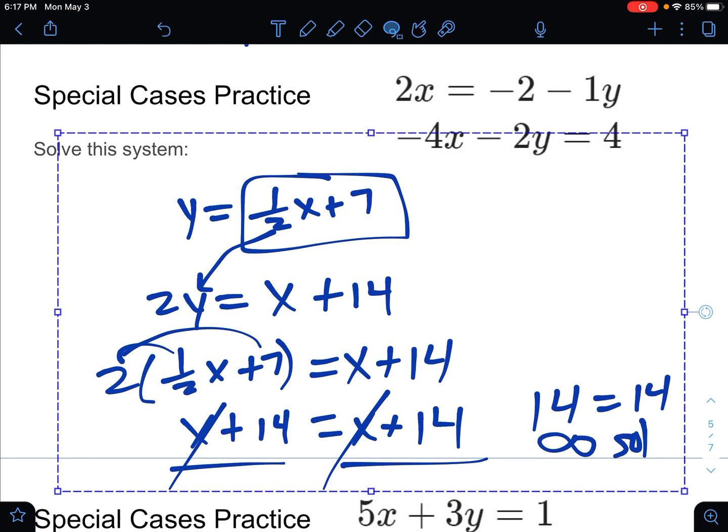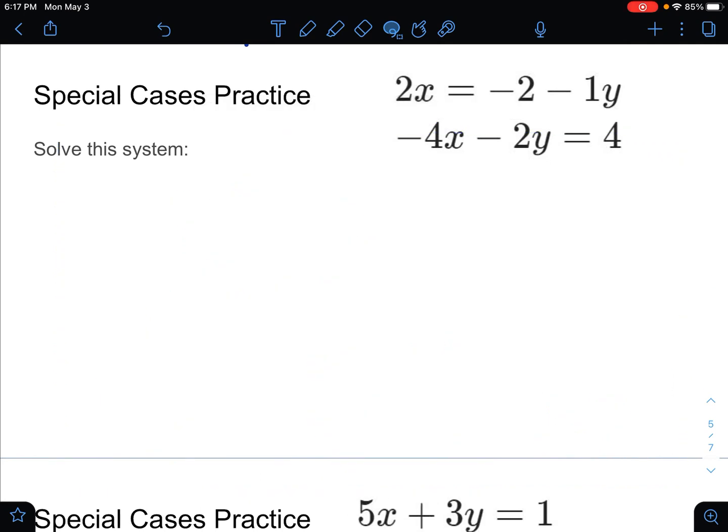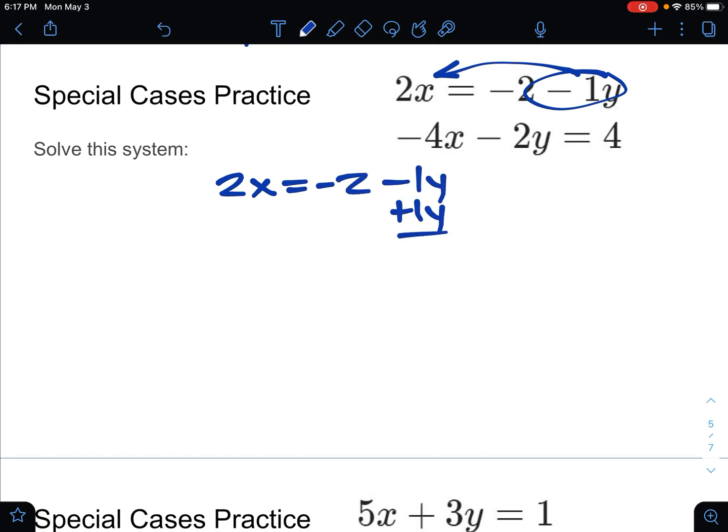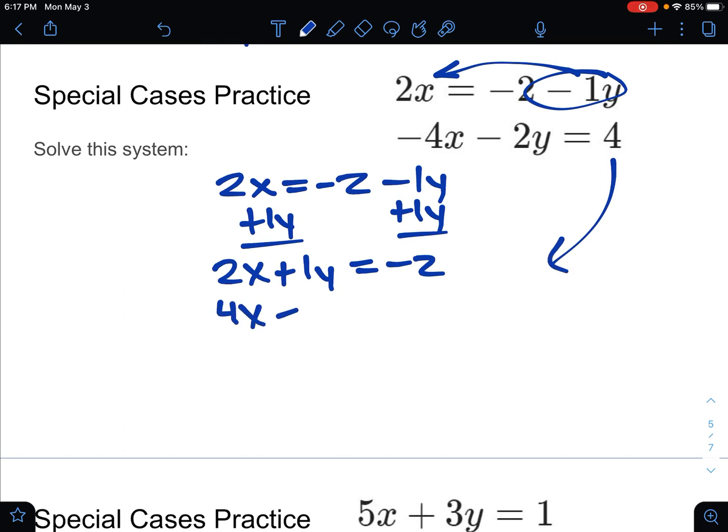So let's see for this one, which is which. The first one I'm going to do here is 2x equals negative 2 minus 1y. I'm going to do elimination for this. I'm going to move the y's over to the other side, and I do that by adding. So 2x equals negative 2 minus 1y, plus 1y to both sides gives us 2x plus 1y equals negative 2. The bottom one is 4x minus 2y equals 4.